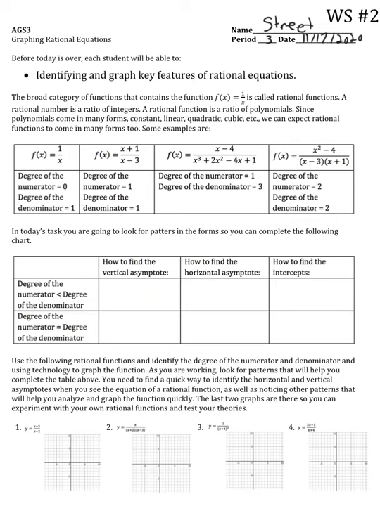All right, so today we're going to be talking about finding the four key features of rational functions again. Those four key features are the y-intercept, the x-intercept, the horizontal asymptote, and the vertical asymptote. Just like what we did yesterday, except today we're going to be looking at what happens when sometimes we have a variable in both the numerator and the denominator, all right?